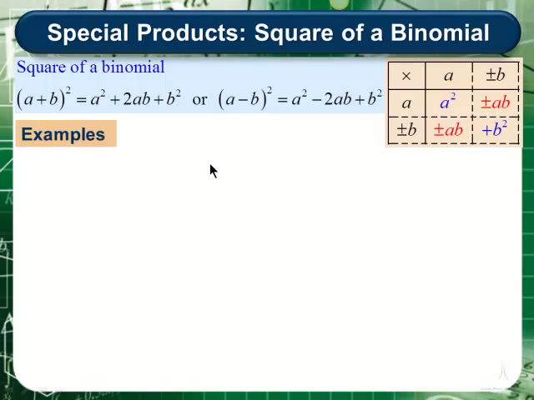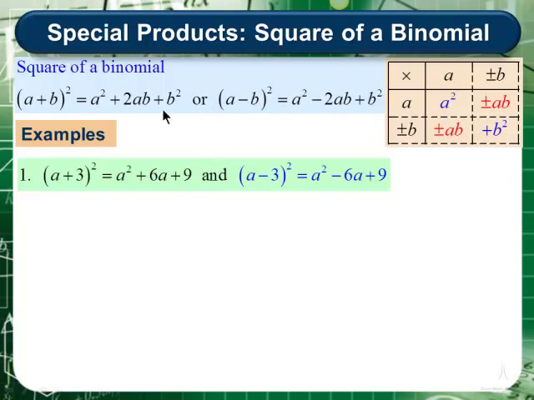If we look at a few examples of this type of expansion, we see that the formula can be applied in some sense directly from the original product as we have it. In the case of a plus 3 all squared, we know that we have to square the first term to form the first term of the expansion, square the second term, 3 squared is 9, to form the last or the third term of this expansion.